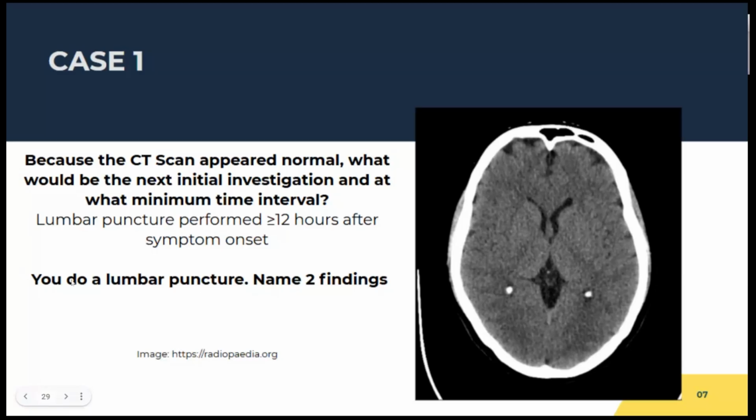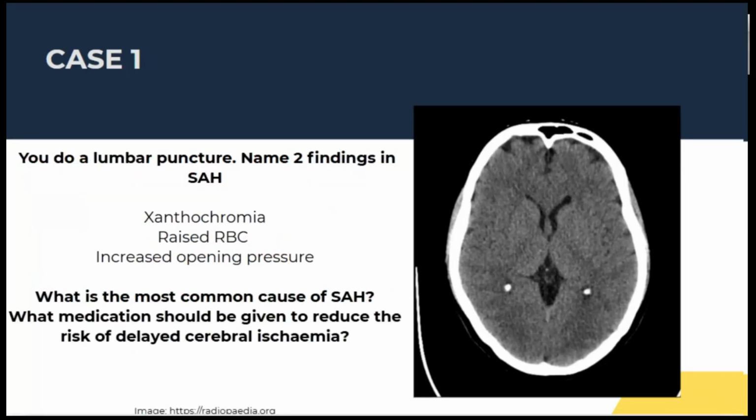So name two findings you'd find when you did a lumbar puncture on this patient with suspected subarachnoid hemorrhage. Xanthochromia is correct, Max. As I said, you get breakdown of bilirubin, so your CSF will turn a yellow color. You would also get increased opening pressure and raised red blood cells, because of the increased pressure of the CSF due to the subarachnoid hemorrhage, and breakdown of red blood cells will lead to increased red blood cell count.